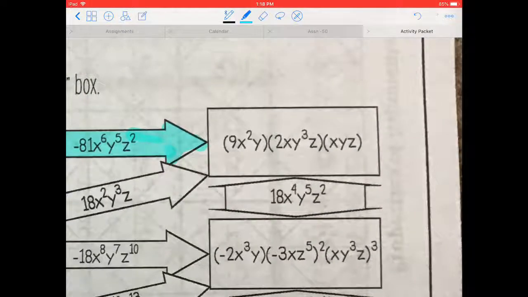All right. We are multiplying 3 things here. So 9, 2, and the coefficient here, I guess, is a 1 technically. So this is 18. X, 2 and 1 is 3. Another one is 4. Y, 1 and 3 is 4. Another one is 5. Z, there's 2 of them, so z squared. 4, 5, 2. We're going down.